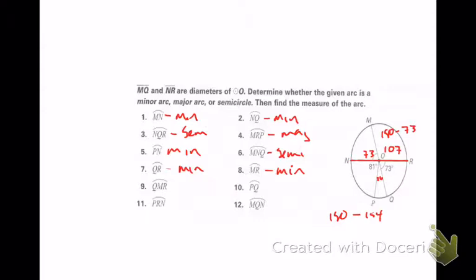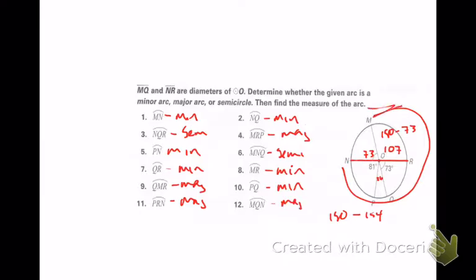QMR. Now QMR starts here at Q, goes all the way through M, and ends at R. And so that is definitely a major arc. PQ is a minor arc. PRN, again, starts at P, goes through R, all the way to N, is a major arc. And MQN, which again, you have to be aware, you know how to follow the letters. MQN is there, and so this is a major arc.